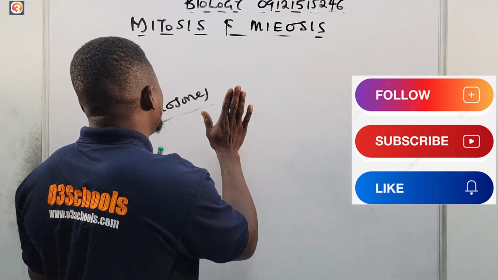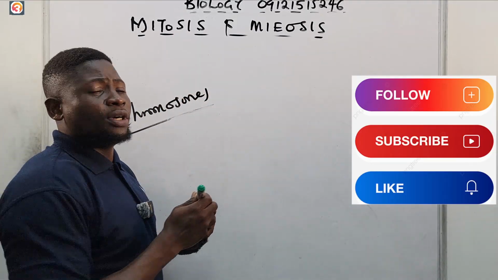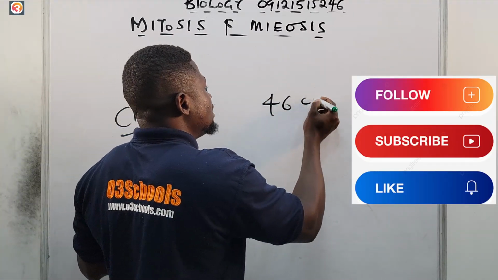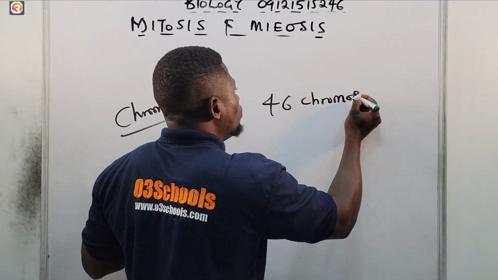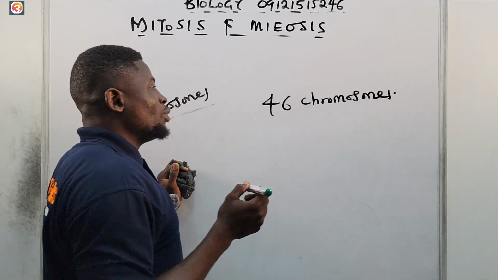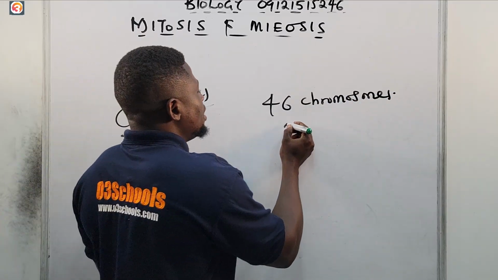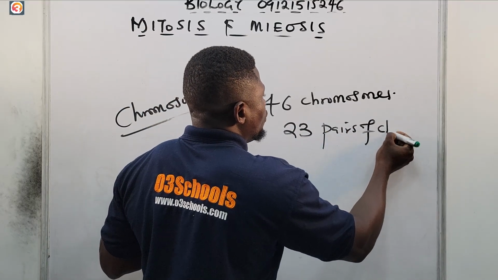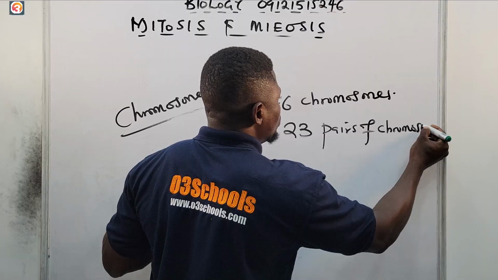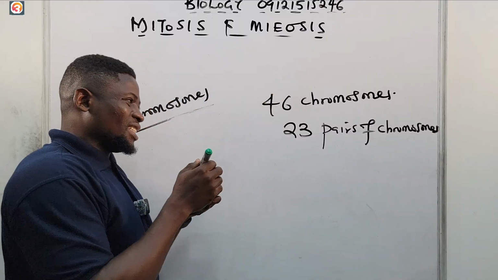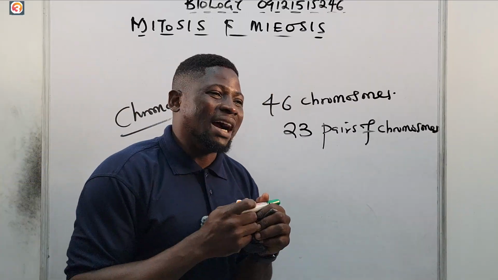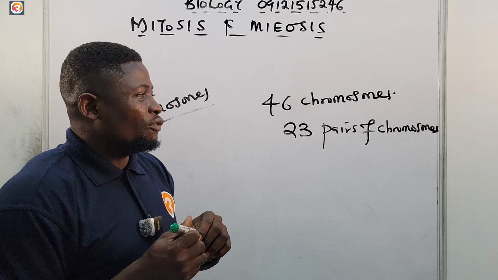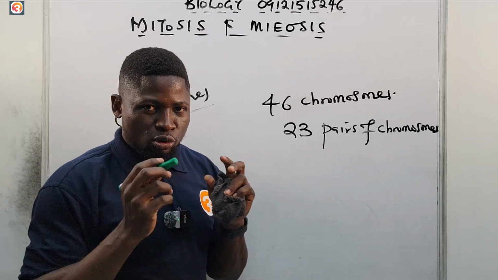So we are saying, how many chromosomes do we have in the human body? We have 46 chromosomes, or we say we have 23 pairs of chromosomes. You say we have 46 chromosomes, or you say that we have 23 pairs of chromosomes.